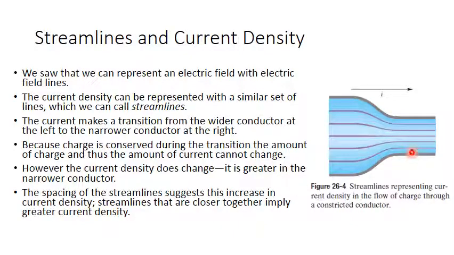So if we reduce the spacing between the streamlines, it means that the current density here is greater than the current density here. For example, if the spacing between one line and the other is 1 millimeter here, and the spacing here is 2 millimeters, it means that the current density here is greater than the current density here. That's what we're saying: the spacing of the streamlines suggests an increase in the current density. It seems that streamlines that are closer together imply greater current density.